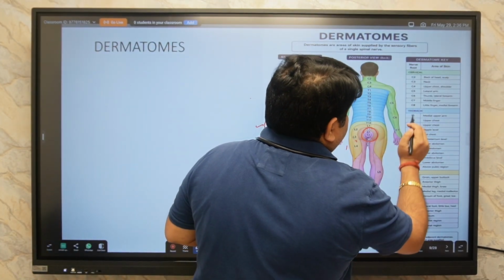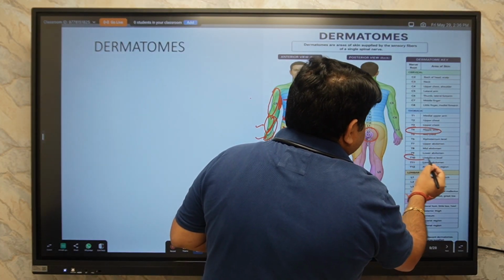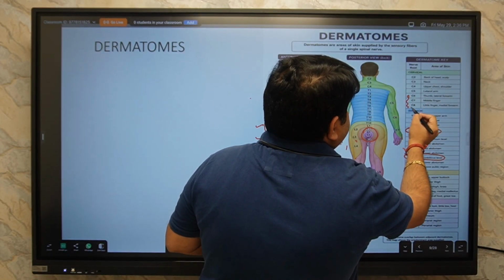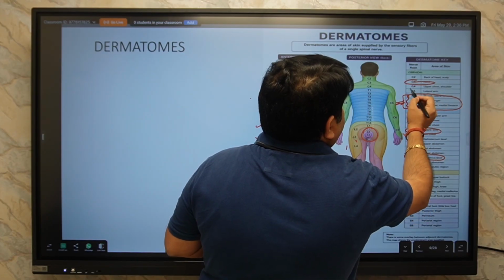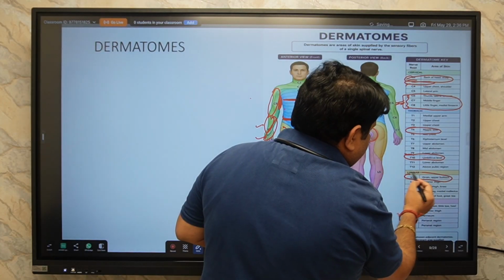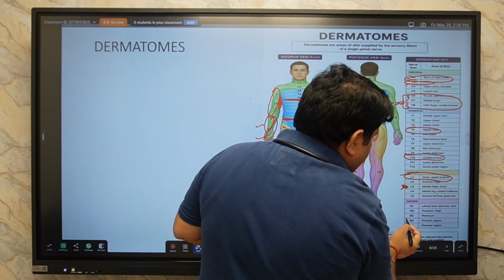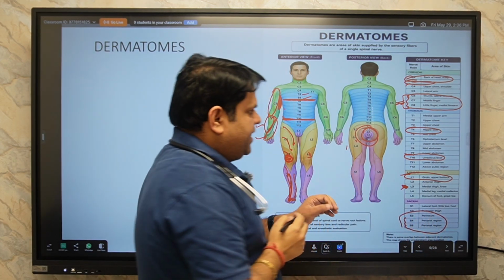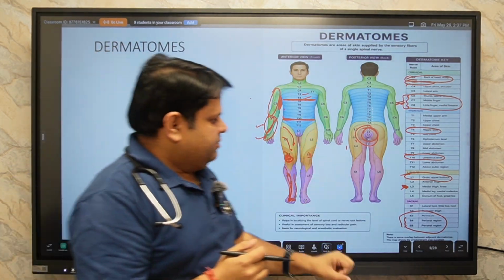So the important points are: T4 at the nipple level, T10 at the umbilical level, C6, C7, C8 in the hand area, C2, C3 in the neck, L1 at the groin and upper buttock, L3 at the level of the knee, and S2, S3, S4 around the perianal region. So this is a brief about the dermatomes.